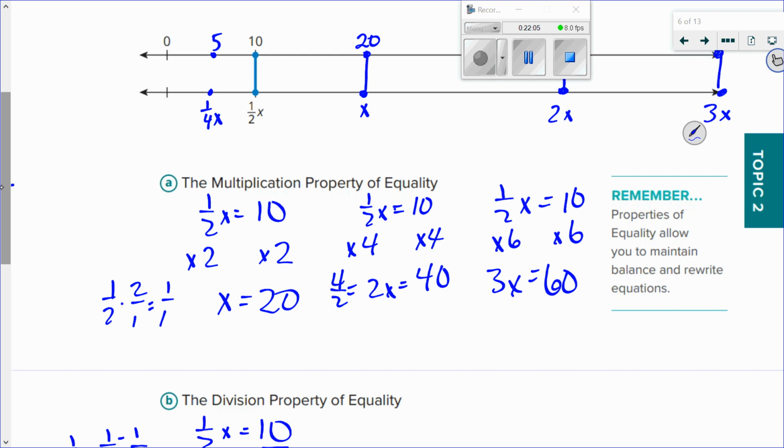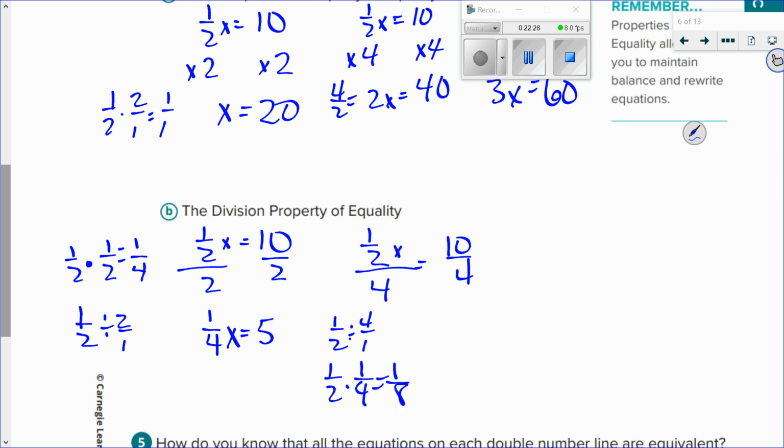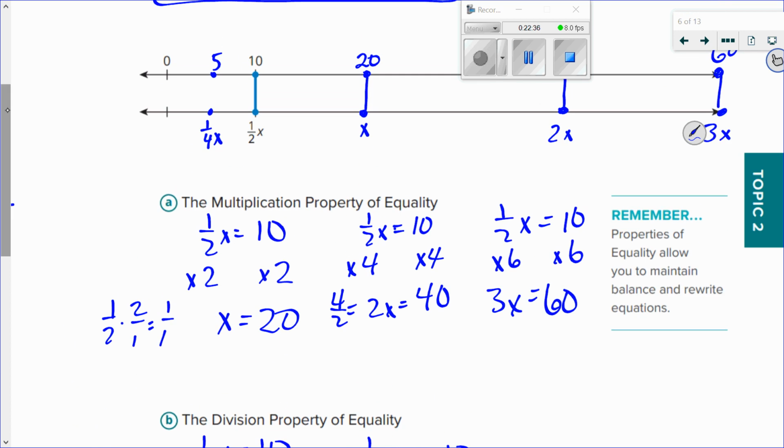Then we can do 2 additional ones. I would probably just continue going by powers of 2 again. So 1/2 x divided by 4 gives me 1/2 divided by 4 over 1, or 1/2 times 1 over 4. Keep, change, flip gives me 1/8 x, and 10 divided by 4 is going to be 2.5. So it looks something like this: 2.5 and 1/8 x.